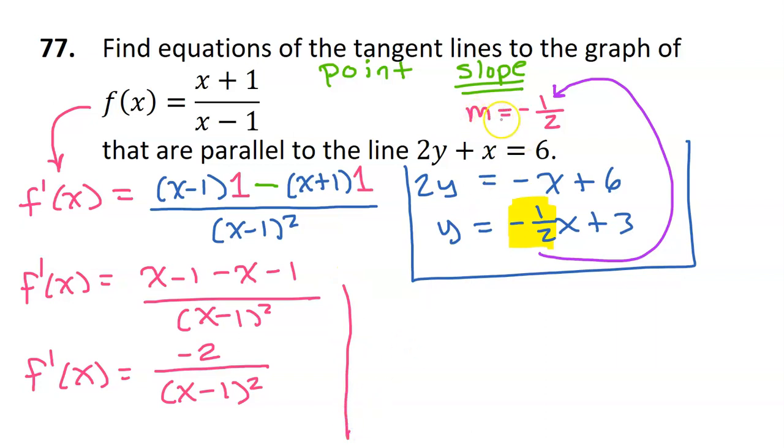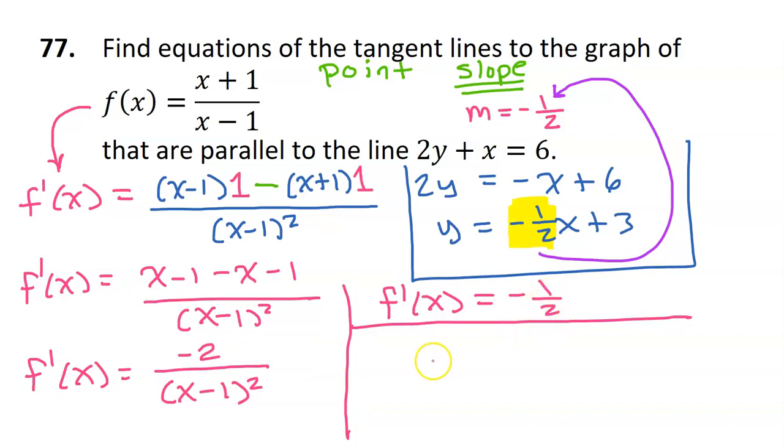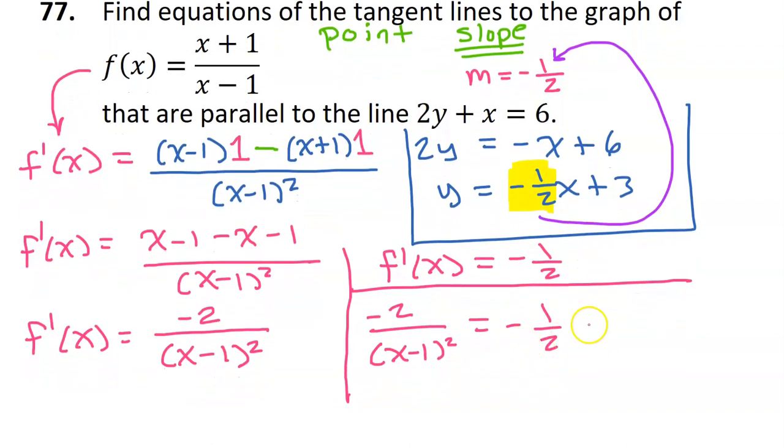But we know that the slope needs to be -1/2, and this is a slope formula. So the question is, where does this derivative equal -1/2? So I'm just going to set this entire expression equal to -1/2. So we have -2 over x minus 1 squared is equal to -1/2.